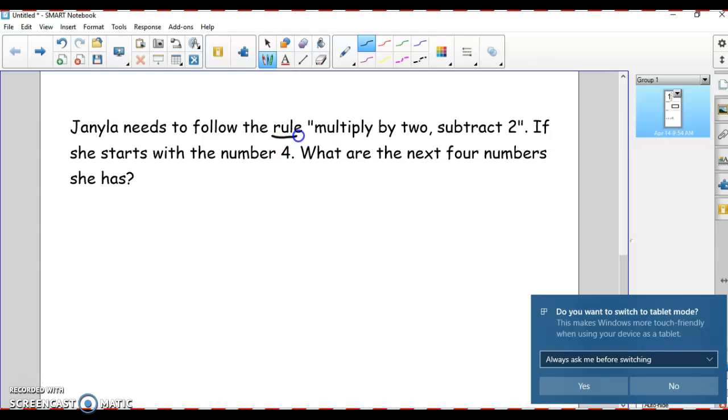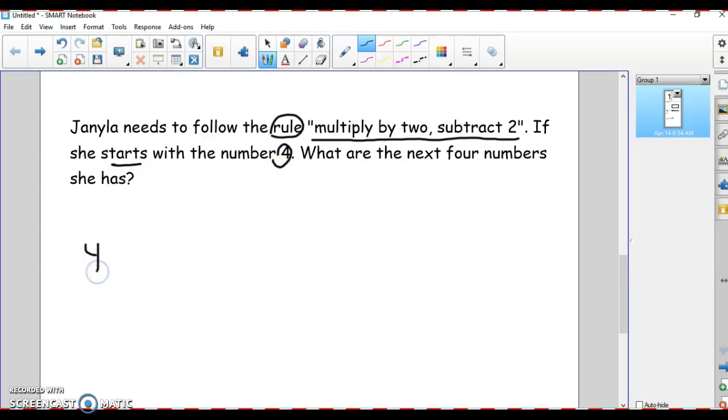So we're going to circle the word rule here because that's going to tell us what we need to follow in order to find our next numbers in our pattern. And if she's starting with the number 4, that's going to be the first number in her pattern. We need to find the next 4 by following this rule here. This is the most important aspect of the problem.